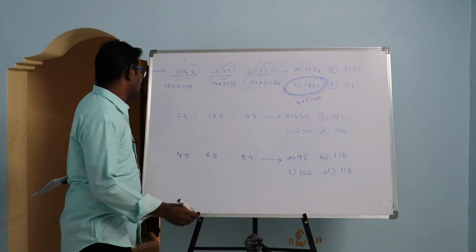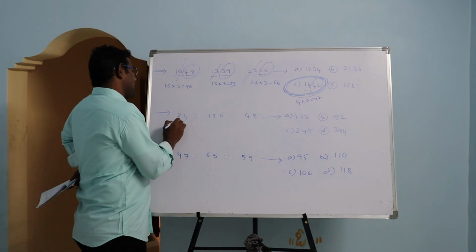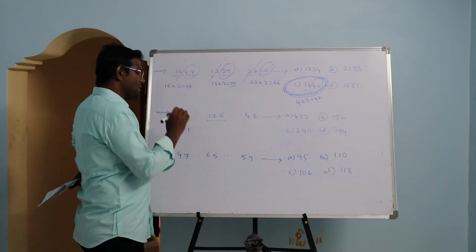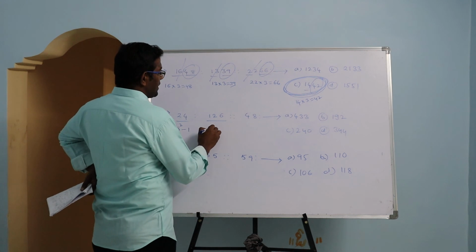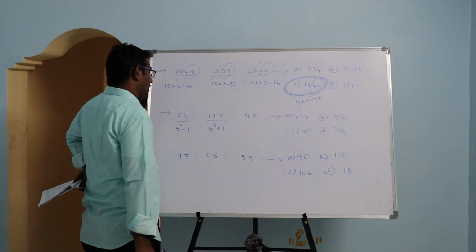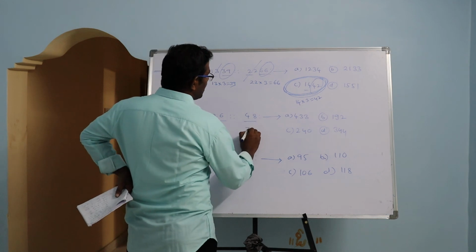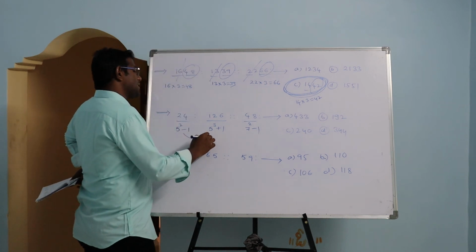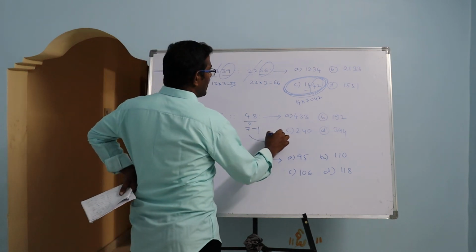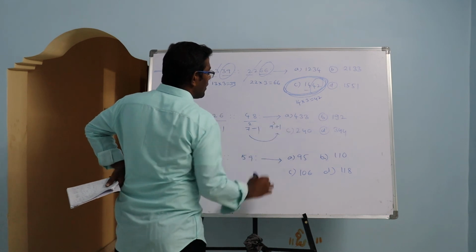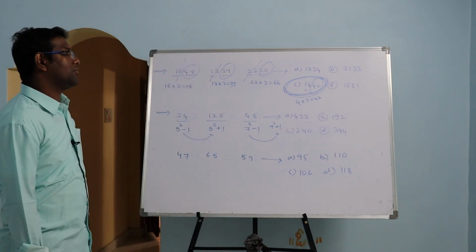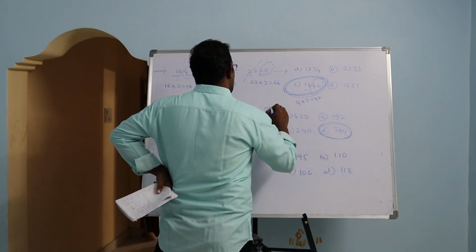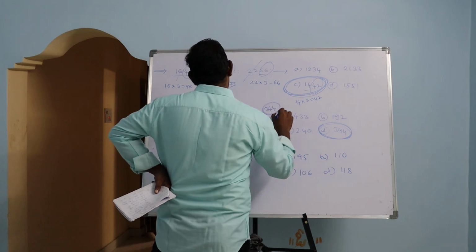You can observe 24 and 126. Is it there in the options? 24 can be written in the form of 5 square minus 1. 126 can be written as 5 cube plus 1. 48 can be written in the form of 7 square minus 1. So square minus 1 and cube plus 1. 7 cube means 343 plus 1, your answer goes to 344. 344 is the right answer.